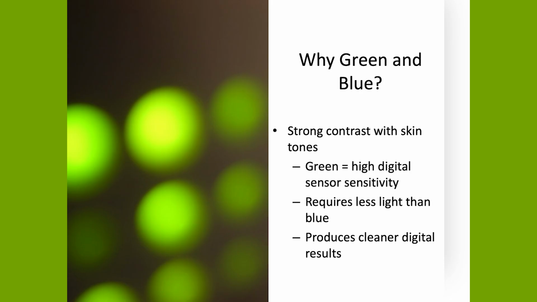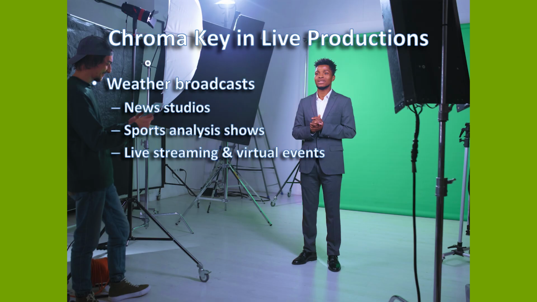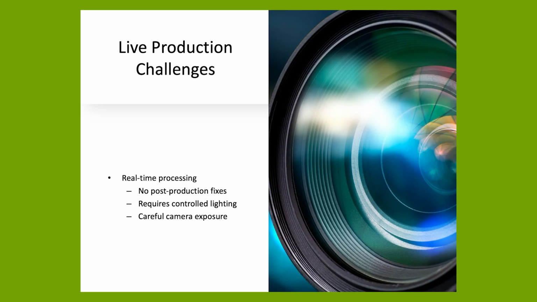But both of them provide cleaner results in live environments, meaning live production. Chroma keying happens when we use real-time switching and graphic systems. There's no opportunity for detailed correction afterwards, so lighting and setup must be precise. Live chroma keying demands perfect balance between the background lighting and the subject lighting, and any inconsistency will be immediately visible to the audience, so we have to be cautious with that.